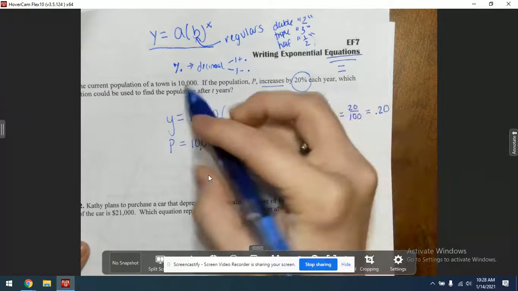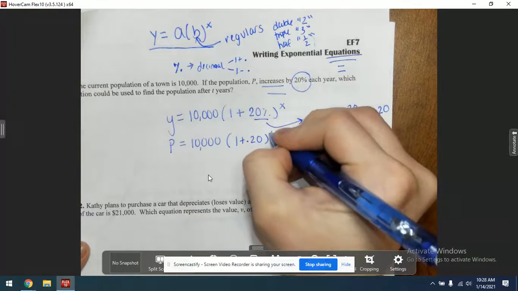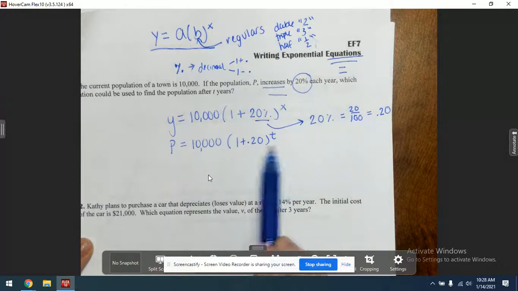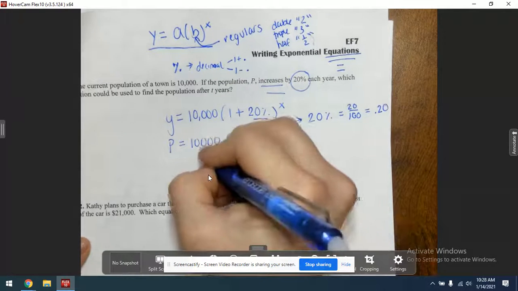And it's after how many years? So they want us to use t instead of x. And you can leave your equation just like that, or you can actually combine that.